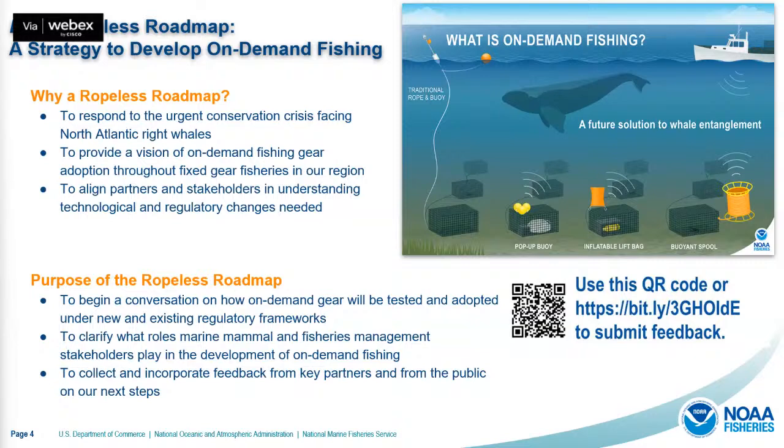So why a ropeless roadmap? Simply put, this document is one of many efforts currently underway to respond to the urgent conservation crisis facing North Atlantic right whales. The situation with right whales, as I'm sure you know and have been briefed in the past, is bad and appears to be growing worse, to the point where extinction risk within our lifetimes is a very real possibility. We know that under the Marine Mammal Protection Act, the take reduction team is currently working to recommend to the agency measures to achieve a 90% risk reduction coast-wide in all fixed gear fisheries in response to this crisis. And we feel it necessary to provide a vision for on-demand gear into the future.